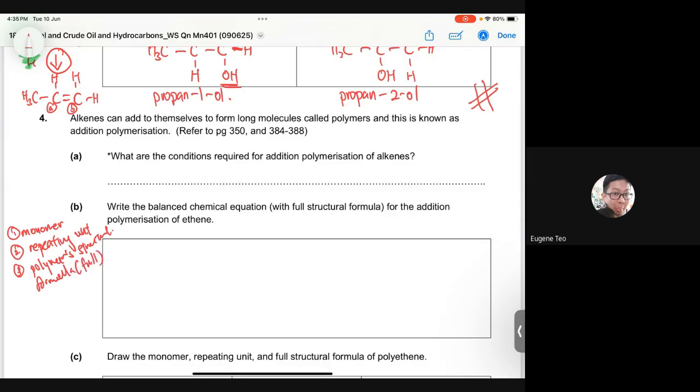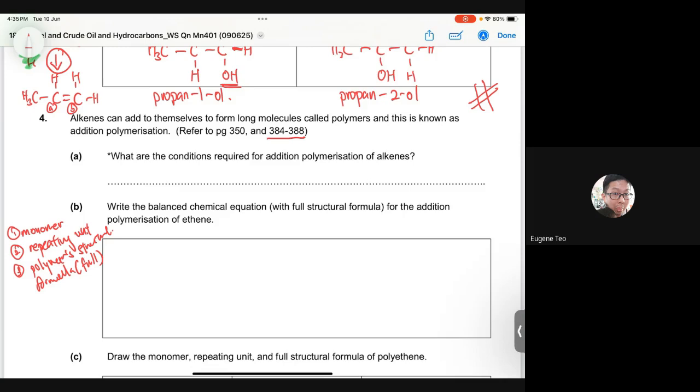Okay, so we're focusing on addition polymerization and polymerization as a whole. This actually touches quite a fair bit on macromolecules as well. That's why you realize I have some reference to pages 384 to 388. That's under macromolecules as well. So instead of waiting till then to cover this, I thought I'll just cover this whole part in one shot.